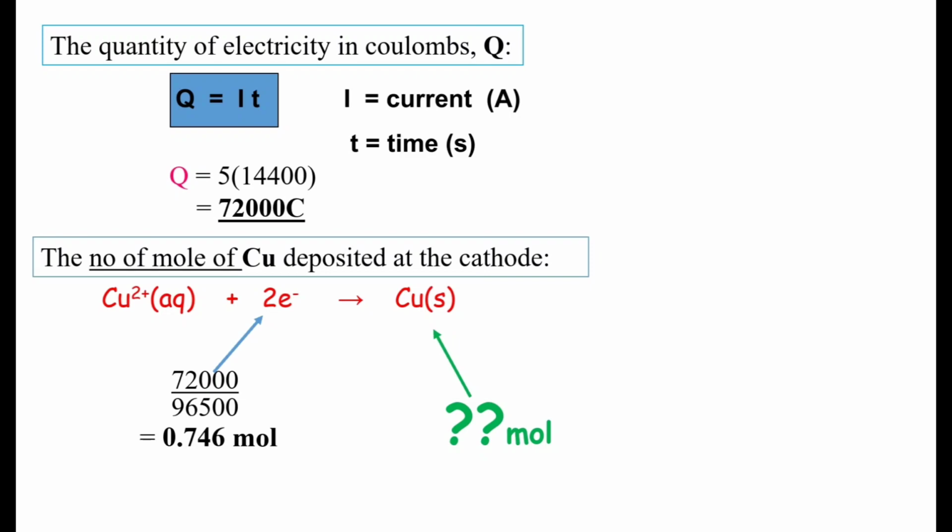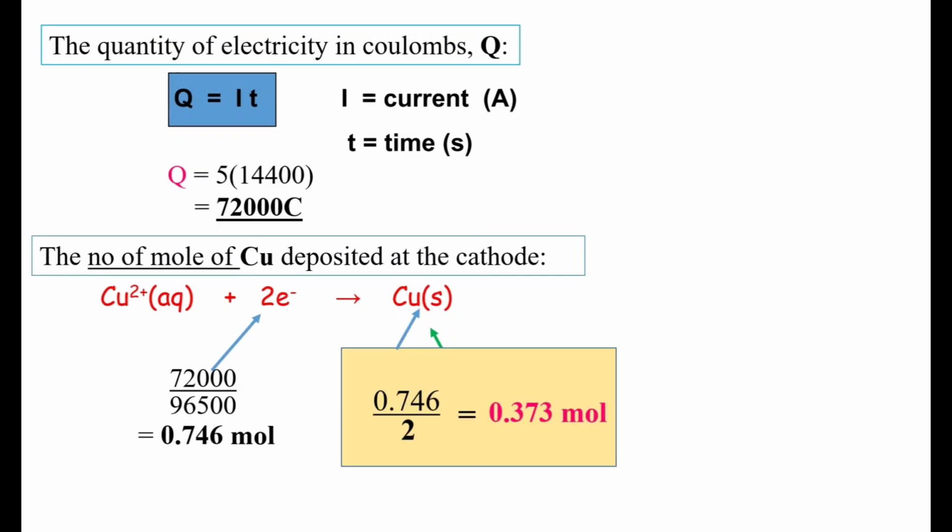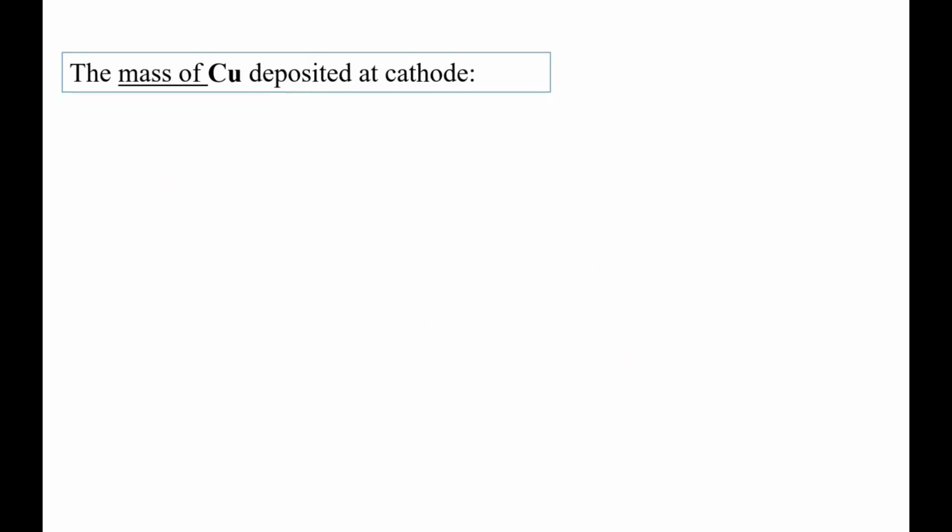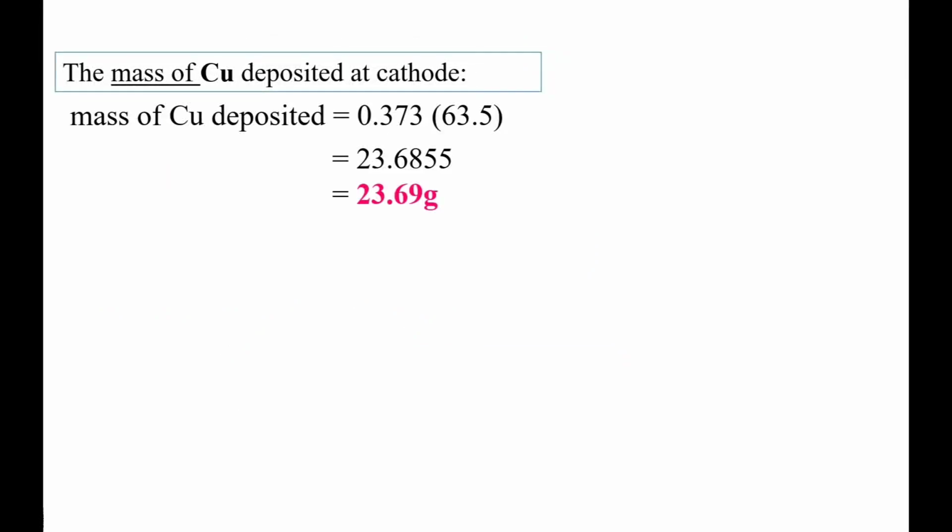Now let's come back to the half ionic equation at the cathode. From the half ionic equation, 2 moles of electrons are needed to deposit 1 mole of copper, so there is a 1:2 ratio between copper deposited and electrons. Therefore, 0.0746 mole of electrons will deposit 0.0373 mole of copper. Now, by using the formula, the mass of copper deposited is equal to 2.369 gram.